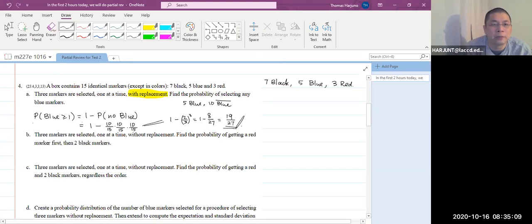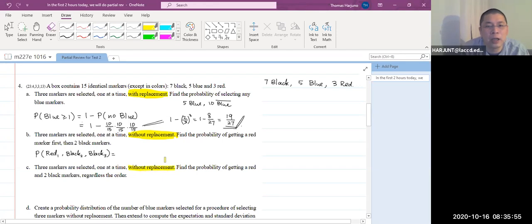Now part B. 3 markers are selected, one at a time, without replacement. This time you don't put it back. Then find the probability of getting a red marker first, and then 2 black markers. So what is the probability to get red, and then black, and then black? I wonder if you can try to do it on your own.